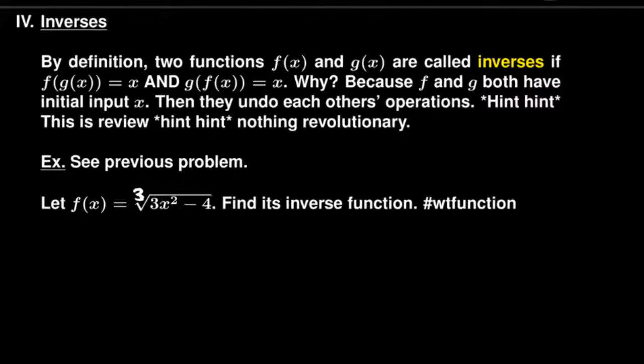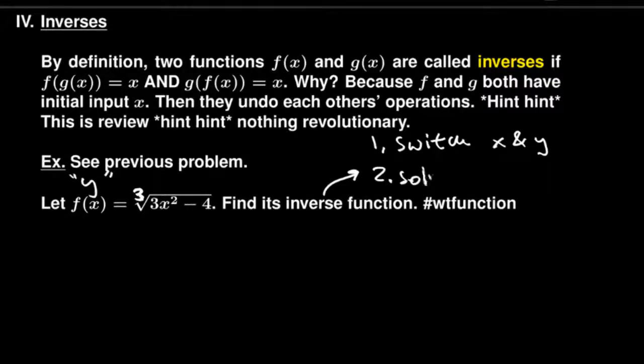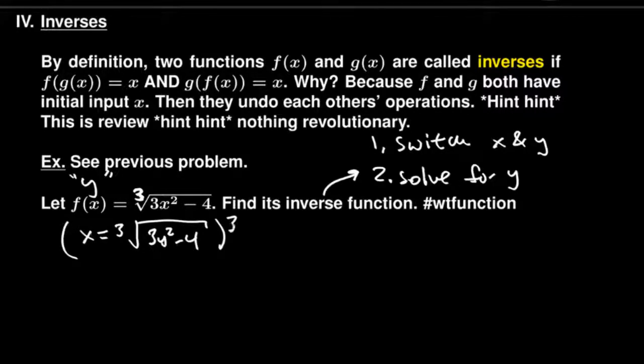Okay, so this is your y value. So how we do this generally is just switch x and y, and then literally solve for y. So that'll be x equals the cube root of 3y squared minus 4. How do we get rid of a cube root? You literally just cube it. x cubed equals 3y squared minus 4.